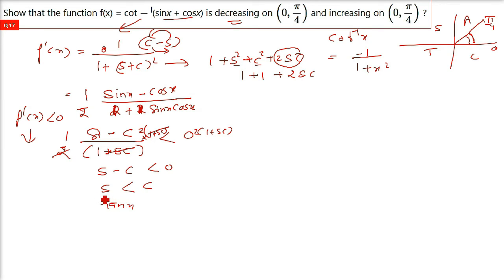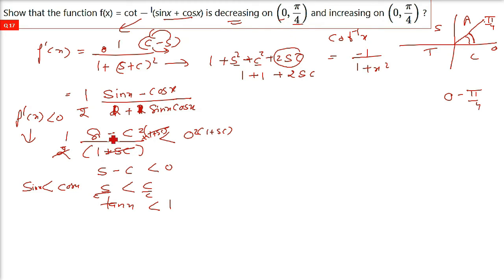If you divide both sides by cos x, it will be tan x less than 1. Now tan x less than 1 is between 0 and π/4. We already know tan 0 is 0 and tan π/4 is 1, so from 0 to π/4 it is less than 1. So sin x is less than cos x, as we divided both sides by cos x.